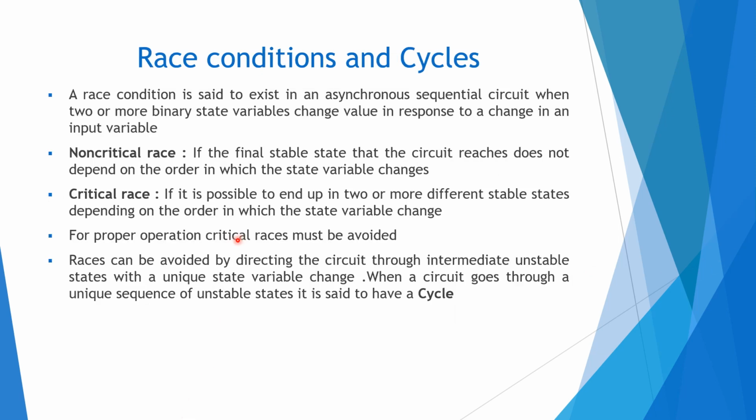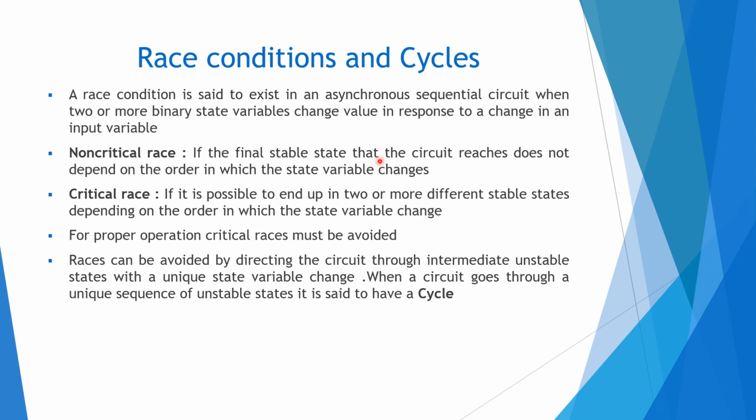So let us now see some properties of the asynchronous circuit, that is race condition and cycle. A race condition is said to exist in an asynchronous circuit when two or more binary state variables change value in response to a change in an input variable. So suppose there is an input variable and there are some states in the asynchronous circuit. So when some input variable changes, and according to that some state is changed, then it is called the race condition. And there are non-critical race and critical race.